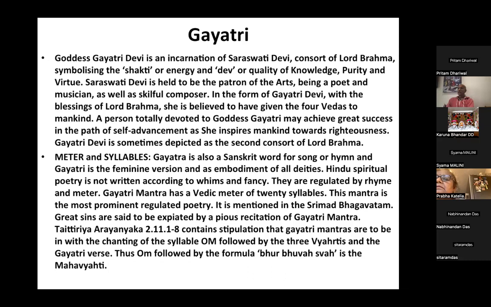Great sins are said to be expiated by a pious recitation of the Gayatri Mantra. Taittiriya Aranyaka 2.11.1 to 8 contains the stipulation that Gayatri mantras are to begin with the chanting of the syllable Om, followed by the three Vyahritis and the Gayatri verse. Thus, Om followed by the formula Bhur Bhuva Swa is the Mahavyahriti.